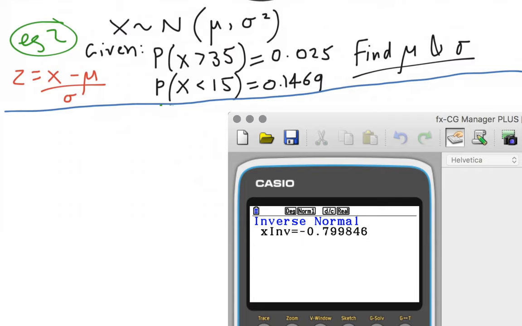So does that help with your question? It should be the same on your graphical, because I know you've got the older graphical, but it should be the same idea. Tell it what the tail is, put in the probability, and find your z value.